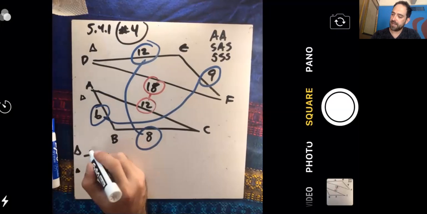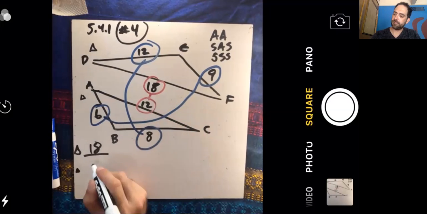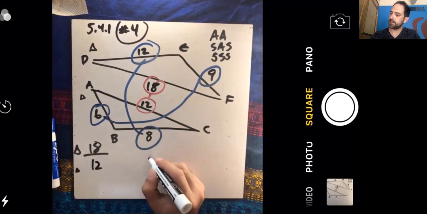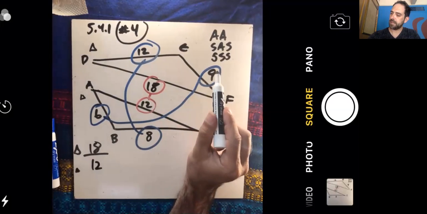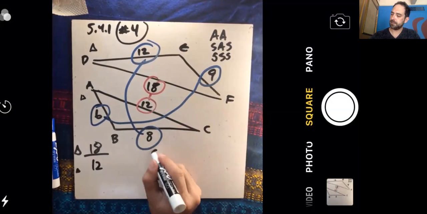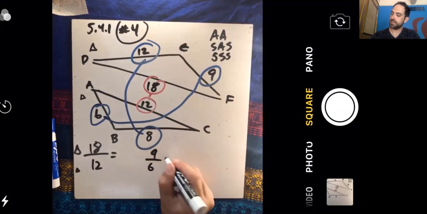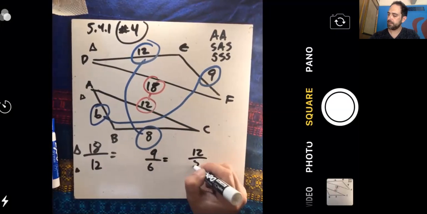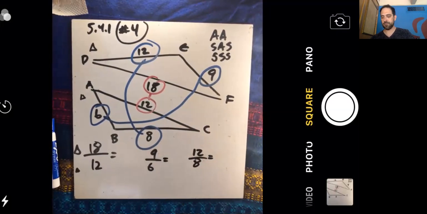So we're going to put 18 and 12. Okay. We're going to put larger triangle on top, 9 and 6. And we're going to just see what these equate to see that they're all the same. Then we're going to put a larger triangle on top. So corresponding is going to be 12 and 8. Now let's see what all these equal.